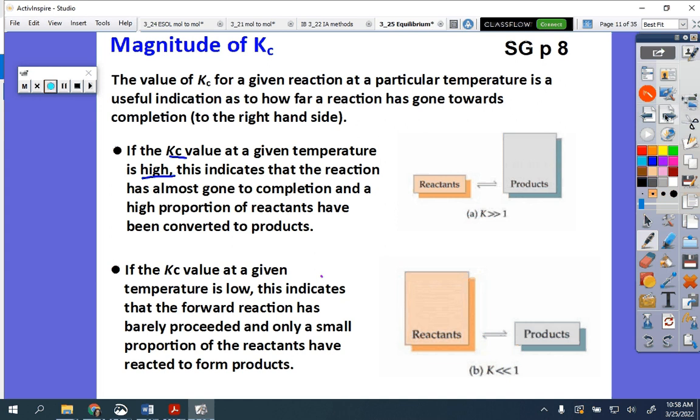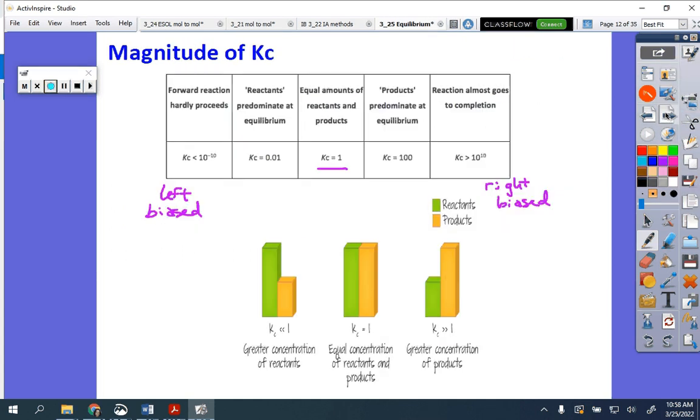So the reason we would want to calculate Kc for a reaction would be to tell us at equilibrium, are we going to have more products? Are we going to have more reactants? So if our Kc is equal to 1, that means the concentrations of our reactants and products are exactly the same.